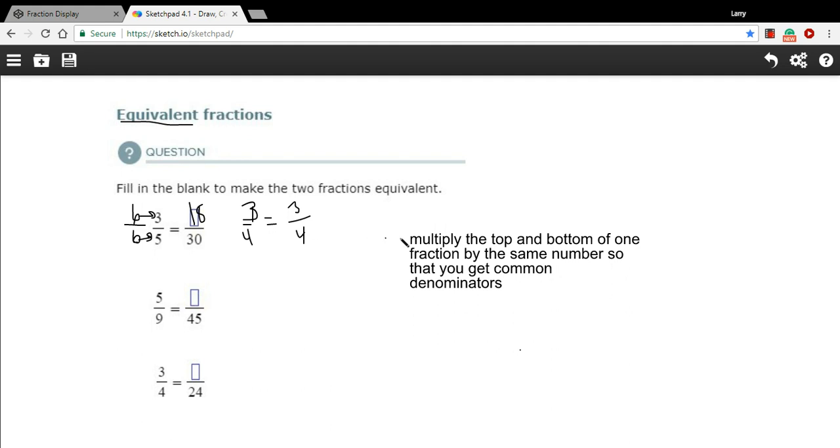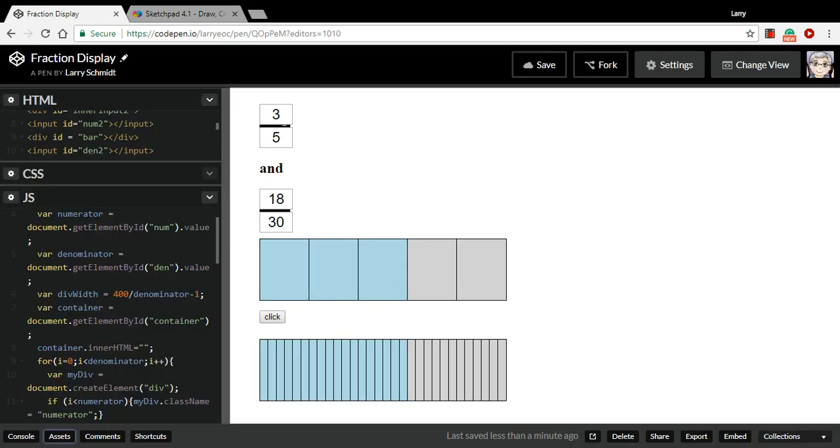Let's try another one, and we're going to use this basic rule every time. We're going to multiply the top and the bottom of the one fraction here by the same number so that you get common denominators. So what's the number we want to multiply on this one? Well, we want to turn this 9 into a 45, so we have to multiply by 5. So 5 over 5, and multiplying across the bottom, 5 times 9 is 45. Across the top, 5 times 5 is 25. So 5/9 should be the same as 25/45, but let's test that again.